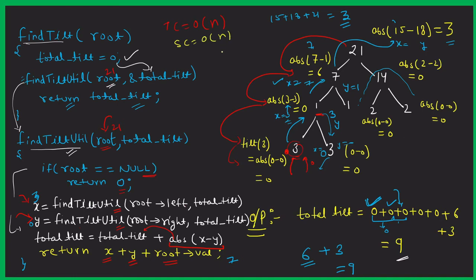And why is it n? Because in the worst case, we can have a skewed tree, that is, the tree is only in one direction. So in that case, it will be order of n. And in the average case, it will be order of log n, that is the height of the tree. So I hope you have got the solution. Let's run the code for this.